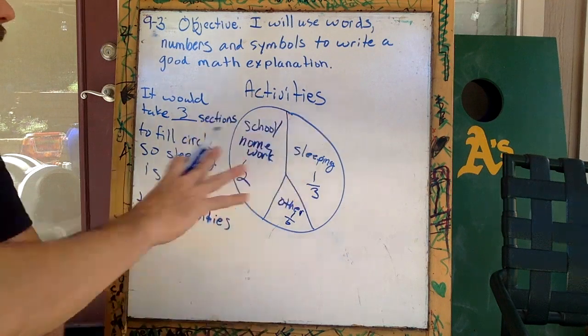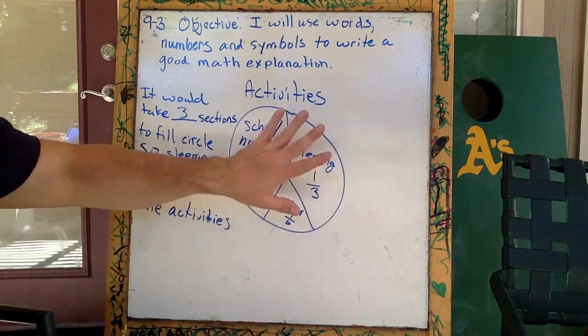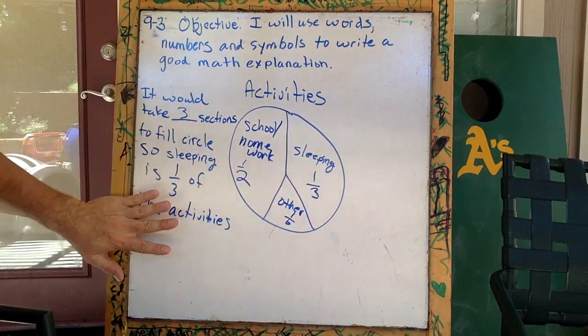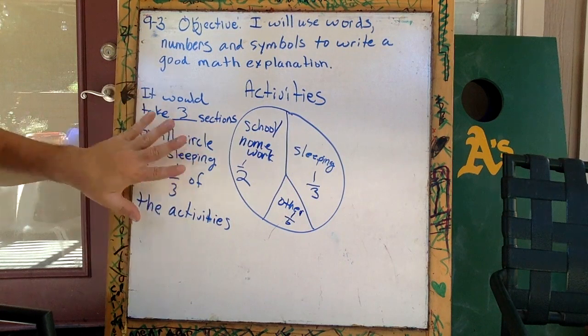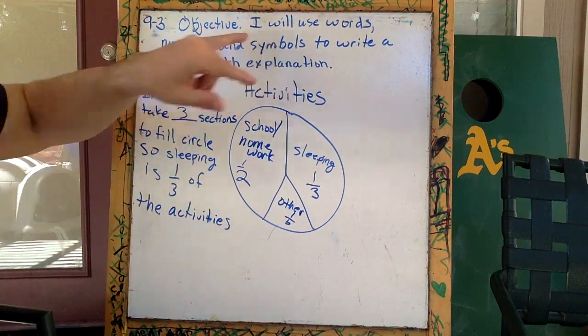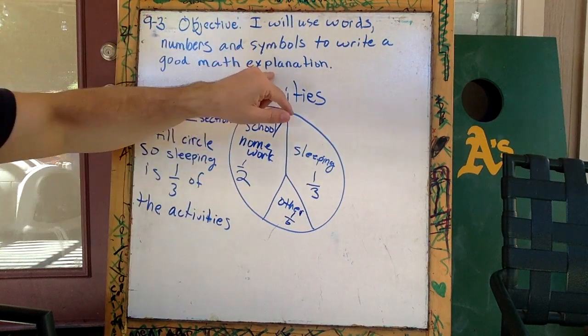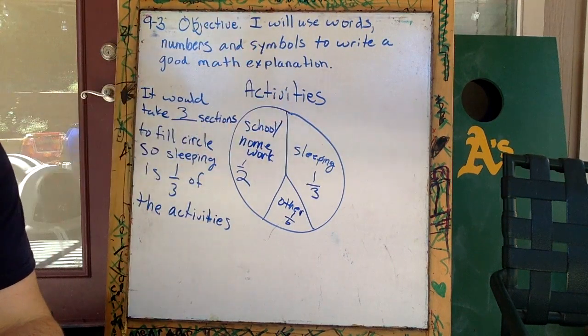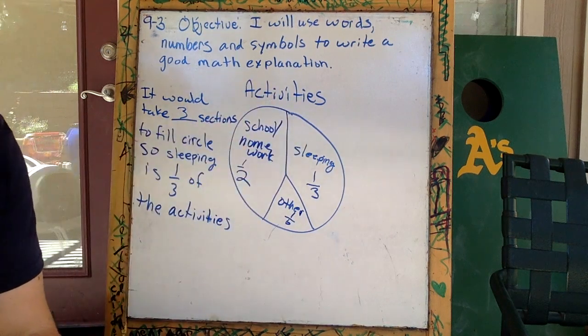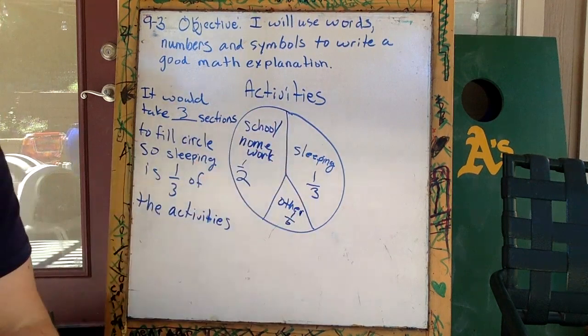So hopefully you can kind of see how we can use images and pictures and symbols to write math explanations. Okay, when you can write math explanations, going back to here, I will use words, numbers, and symbols to write a good math explanation. That is a good sign that you are starting to master that particular math concept. Okay, so to keep working on this, there's the 9.3-reteaching. That's going to cover the writing portion of this.